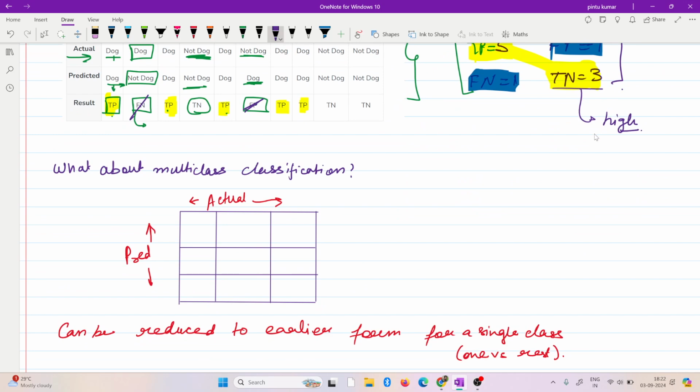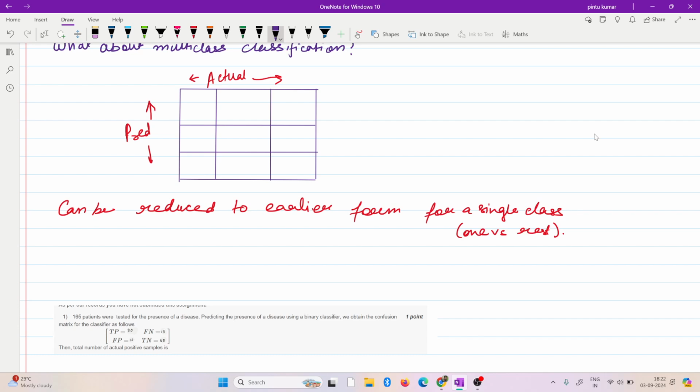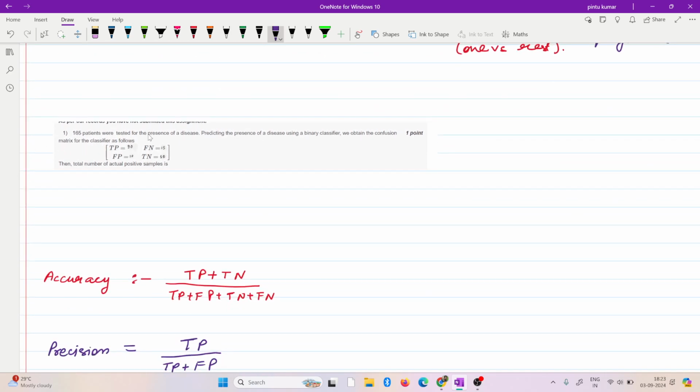Okay, now the question is, what about when you have multi-class classification? You have more than two classes. Rather than saying that we have two options, I'll rephrase it. What you do is, for every class, you treat that class as the positive class and treat everything else as the negative class. And this is how you will create the matrix. I'll give you an example.